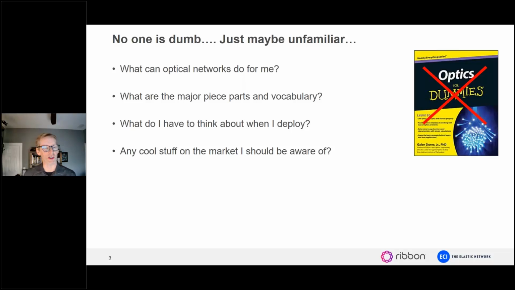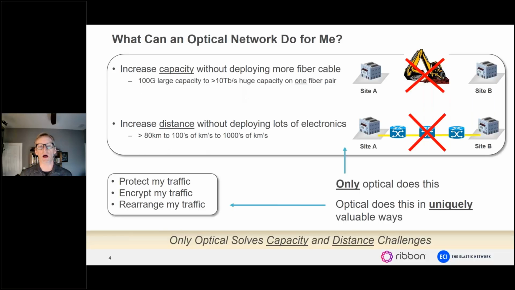Okay, sounds great. As we get going today, just a reminder, no one's dumb, folks are just unfamiliar with things. We're going to talk about what optical networks can do for me, what kind of problems they solve, what the major piece parts are, what vocabulary I need to know, what I have to think about when I deploy a system, and a little bit of, is there any cool stuff on the market that I ought to be aware of? So let's jump right in. What can an optical network really do for me?